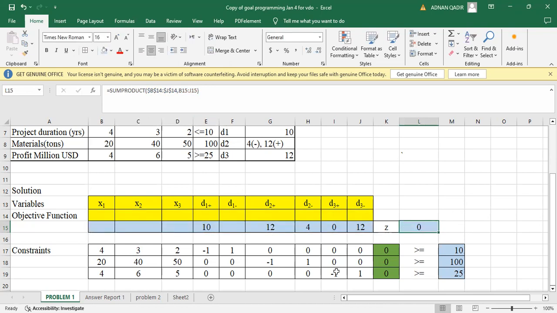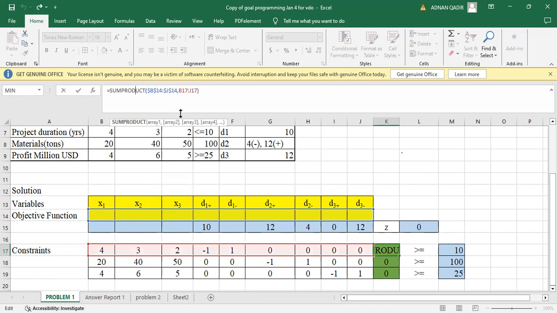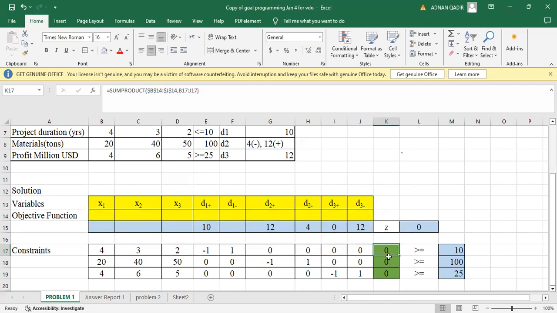Now the constraint: we have 4, 3, and 2. Again, for D1 plus we have a negative coefficient of 1, and for D1 minus we have positive. Since this is constraint 1, there will be no value for D2 and D3. That's why it's 0. And this is the sum product of these unknown variables. You see, these are known variables and these values. Similarly, we want this to be greater than or equal to this value.